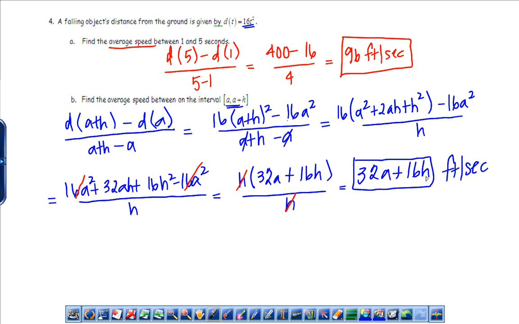So if I were getting smaller and smaller, then my H would be getting closer to 0, and this would be going away, and I would be getting a linear line, which would be my tangent line. So it'd be getting closer to 32A.